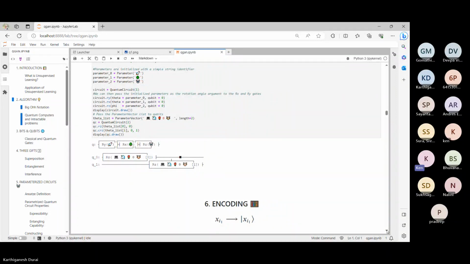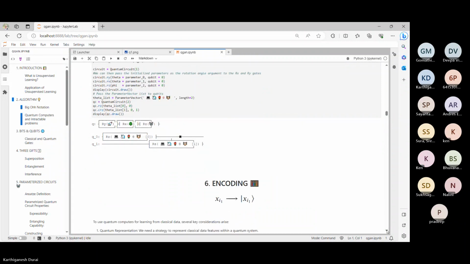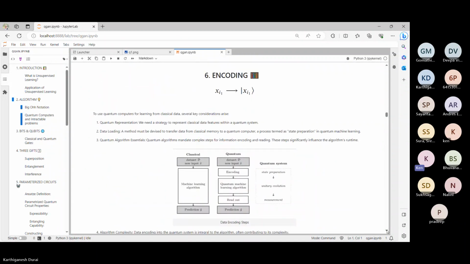Now, you guys could always play around with this and get an idea of how parameterized circuits work. But let's move on. So encoding. Encoding is taking our classical data and making it quantum data. And this process is extremely important, going from classical data to quantum data. And there's a whole process involved in that.